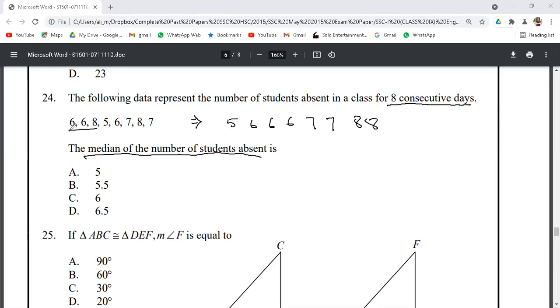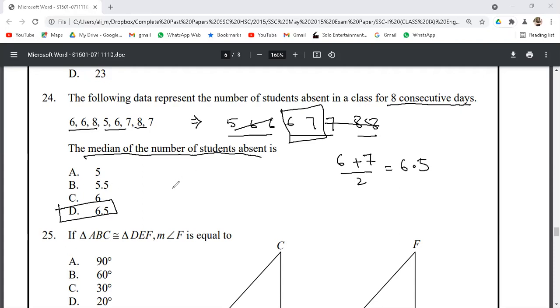The total terms are 8. So we have 3 and 3, 6 and 8. So the middle terms are for these 8 terms. Let's cancel out these 3 terms from the start and 3 terms from the end. So the middle terms are 6 and 7. So let's take the average of 6 and 7. So we will get 6.5 as the result. So question number 24, the correct answer is option D, 6.5.